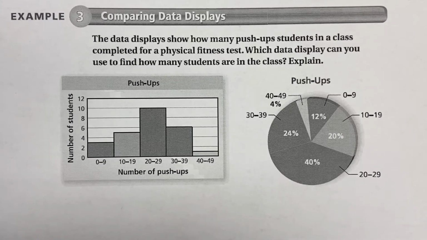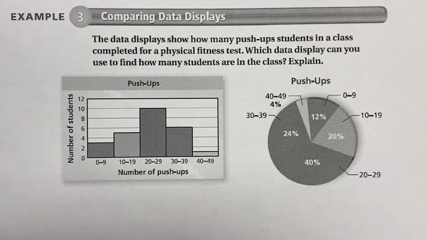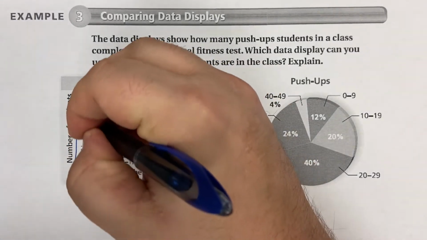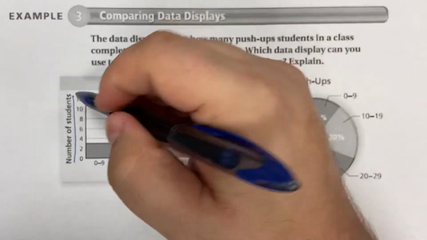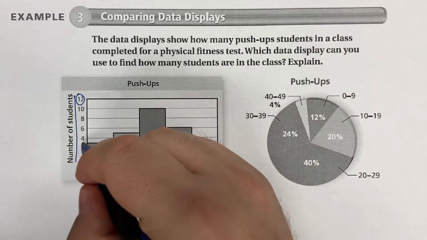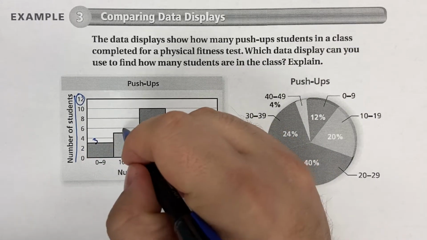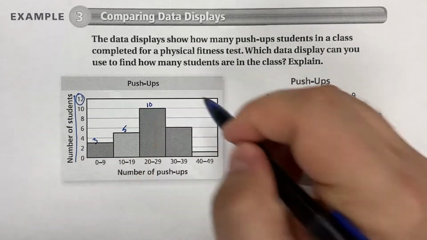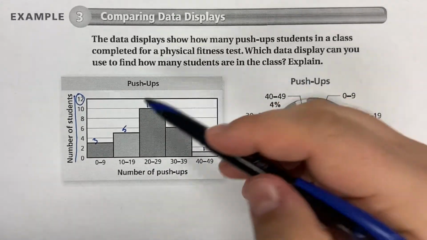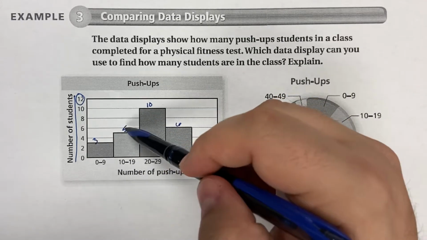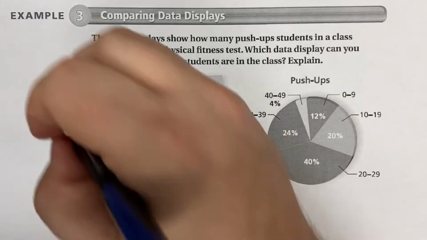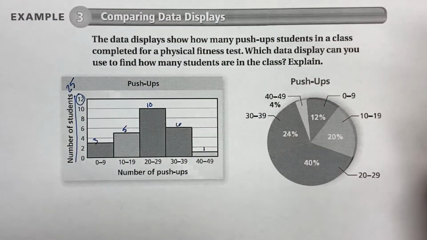It says, which data display can you use to find how many students are in the class? Well, here we have number of students on this side. It's pretty easy to locate. And some people would say, oh, there's 12 because that's the highest it goes. But you have to remember that this right here is 3. This right here is 5. This right here is 10. This right here is going to be 6. And this right here is going to be 1. So the actual number is 3 plus 5, 8 plus 10, 18 plus 6 is 24. There's 25 students in the class.